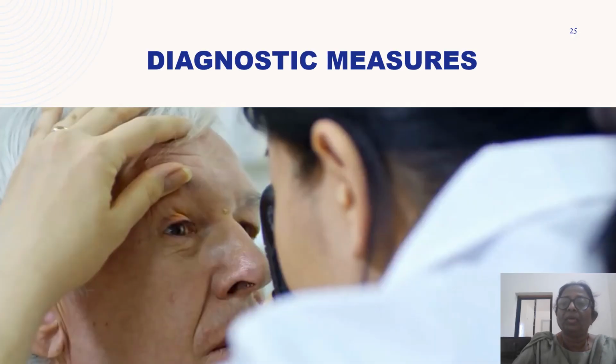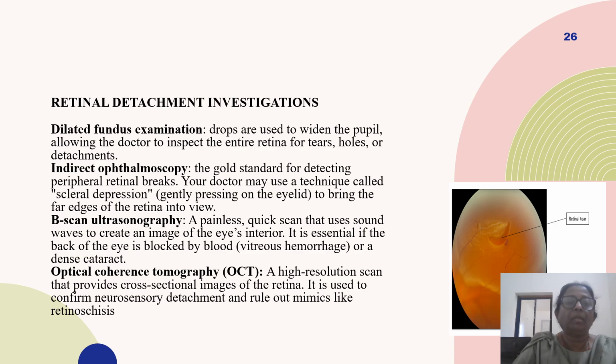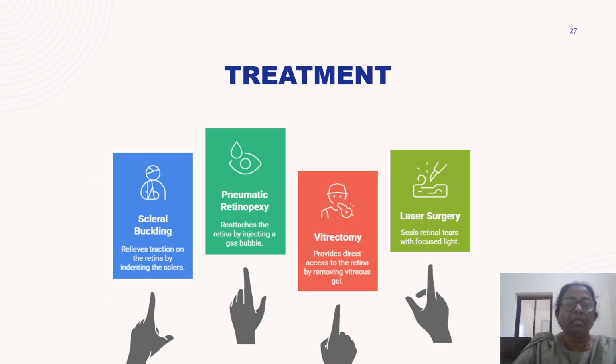Diagnostic measures of retinal detachment. You can see the dilated fundus examination, indirect ophthalmoscopy, which is the gold standard, B-scan ultrasonography, and optical coherence tomography. These are the investigations. Treatment: scleral buckling surgery relieves the traction on the retina by indenting the sclera.